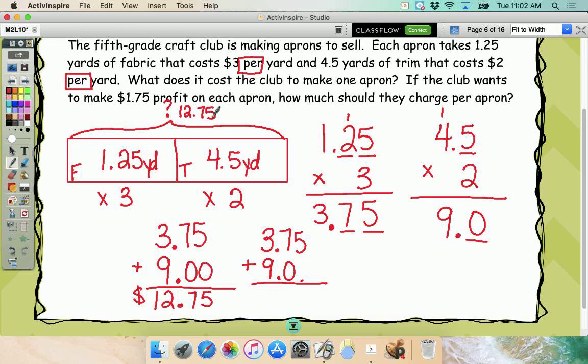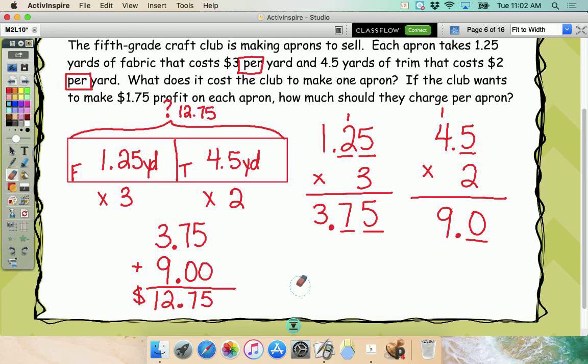Now this problem says, if the club wants to make $1.75 profit, that means how much money they're going to make when they sell it, how much should they charge? Now Rowan, I need an idea here. How do I figure this out? I mean, I can ballpark this and say, hey, let's charge about $20 per apron and we'll make some money. But they want to make exactly $1.75.